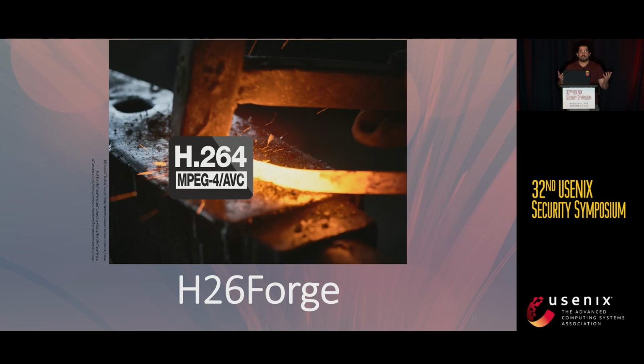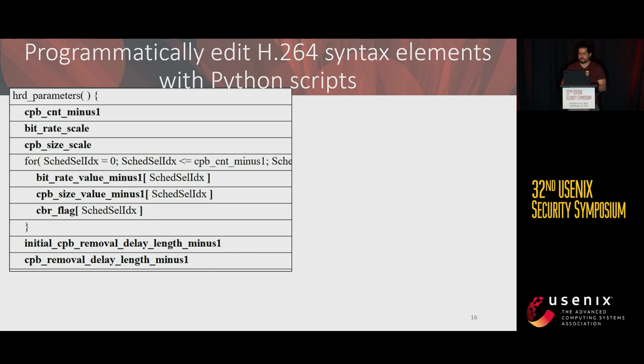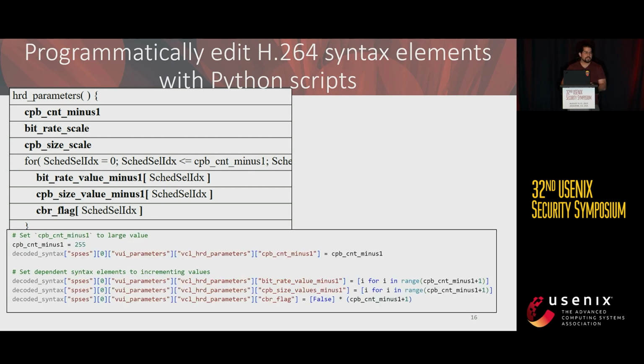So in order to improve the process of working with H.264 syntax elements, we introduce H.264 Forge. With H.264 Forge, we can programmatically edit syntax elements, which are just Python scripts. So previously, modifying syntax elements was a pain. Now it's just a few lines of Python.